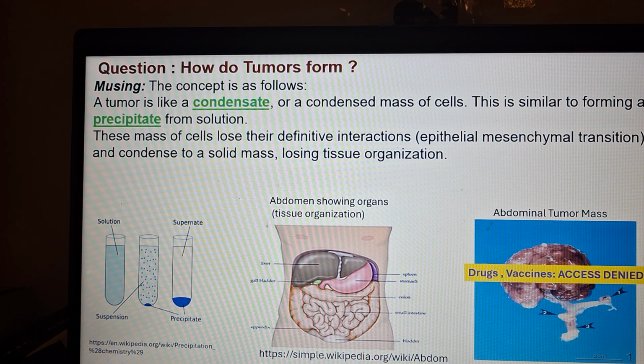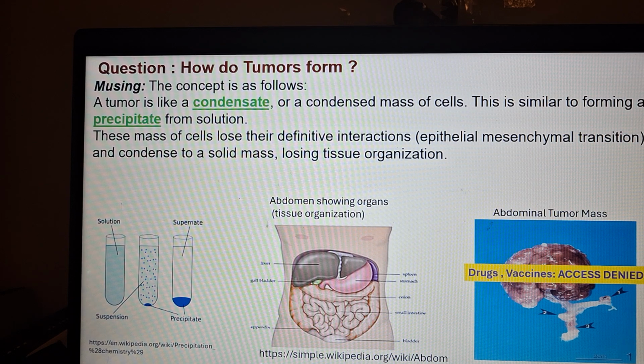organization and then going back to this very disorganized state. And when I compare it to a precipitate, it is like these individual cells in the center which are occupying specific places in the solution, and they're coming together to coagulate to form a precipitate.